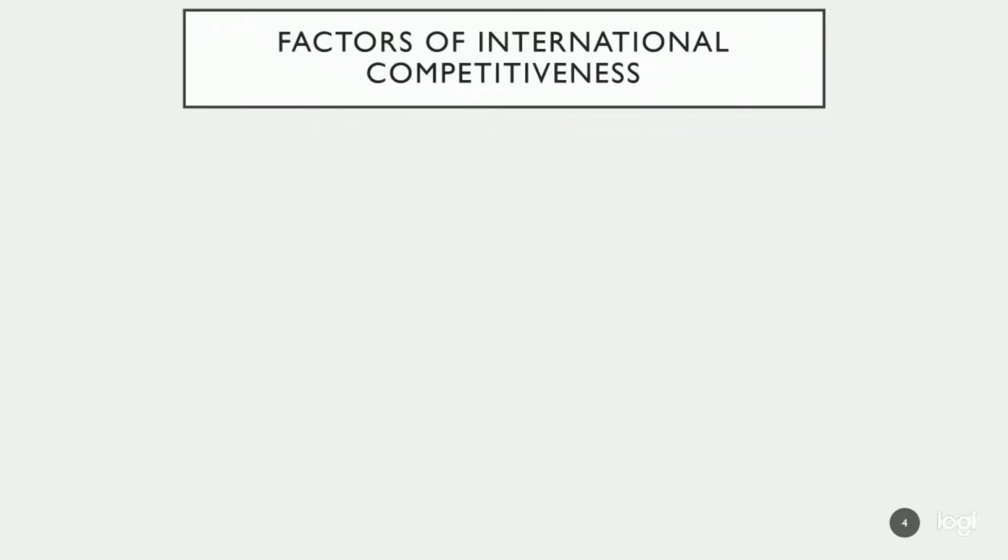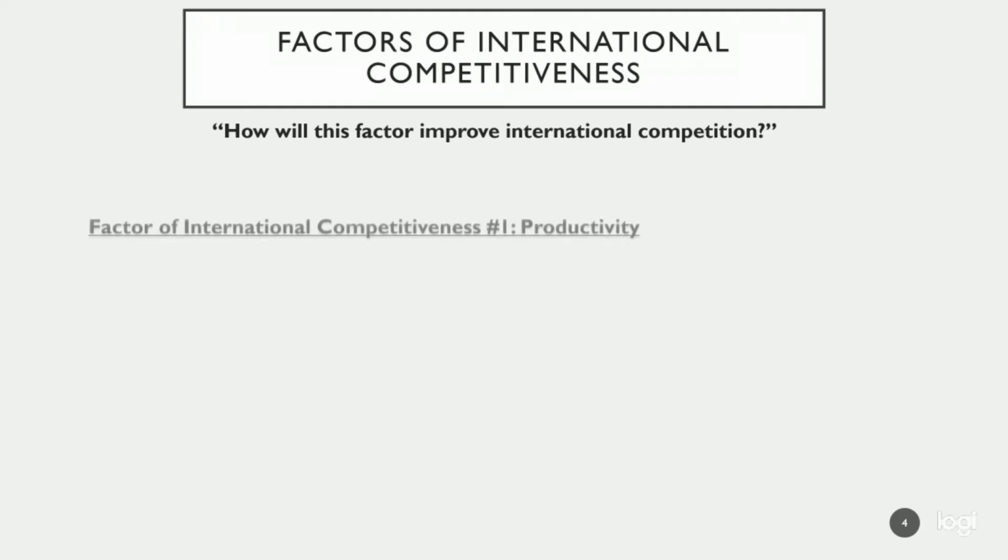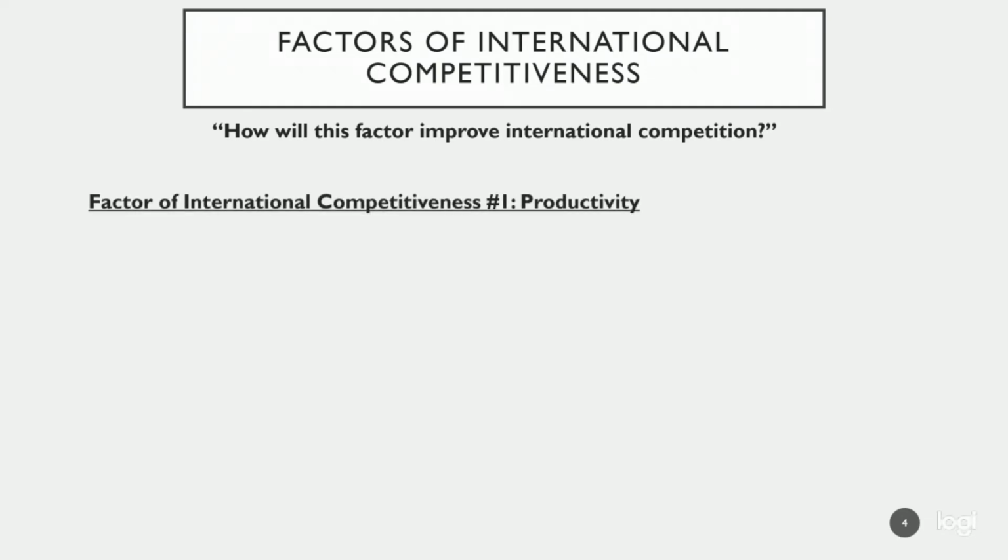So now we're going to look at each individual factor in the study design one by one, keeping this key question in mind. How will this factor improve international competitiveness? And so the first factor we're looking at is productivity. And remember that productivity relates to our efficiency with our resources. Thinking about how much output are we able to create given our level of inputs.